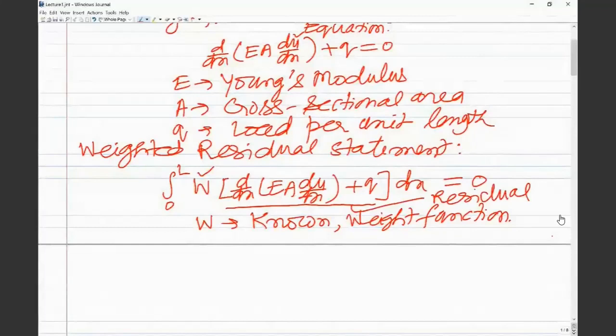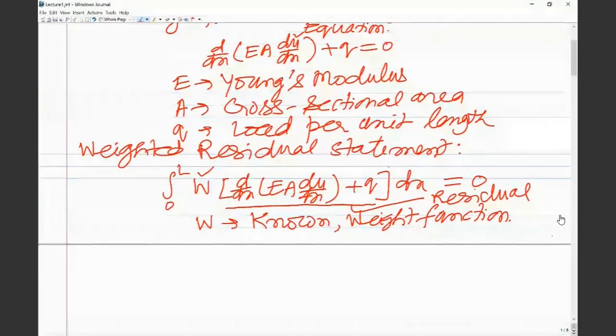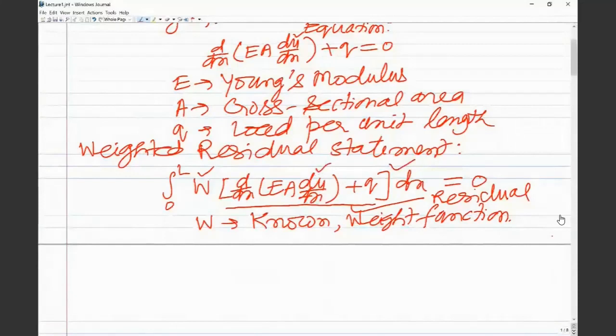So now if you are looking for an approximate solution of the differential equation directly using this weighted residual statement, you will notice that this is a second order differential equation, because the highest derivative of u in this differential equation is the second derivative. So whatever approximate solution we assume has to be differentiable twice. So the differentiability requirement of the approximate solution u is higher.